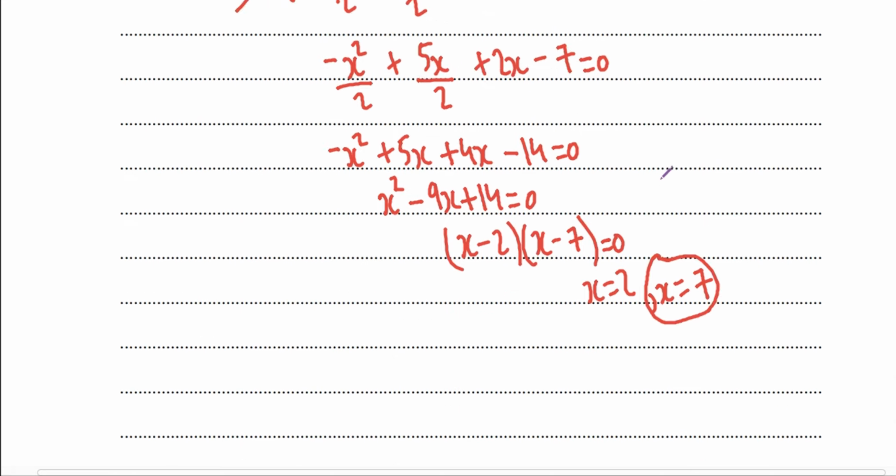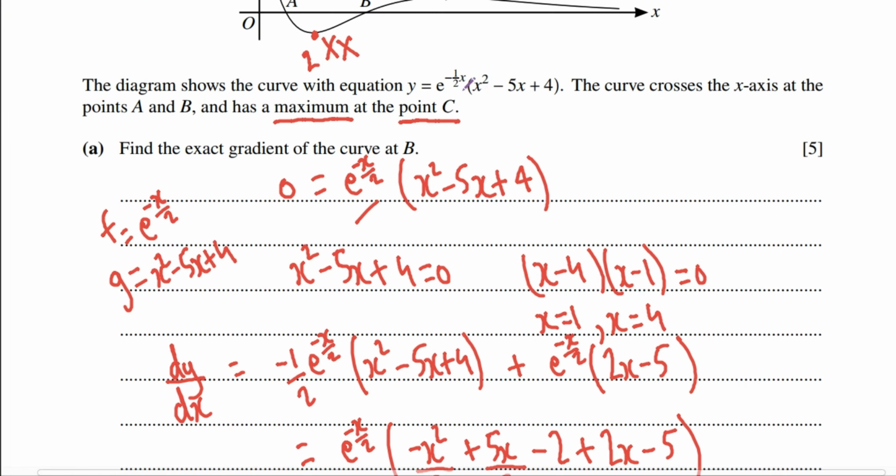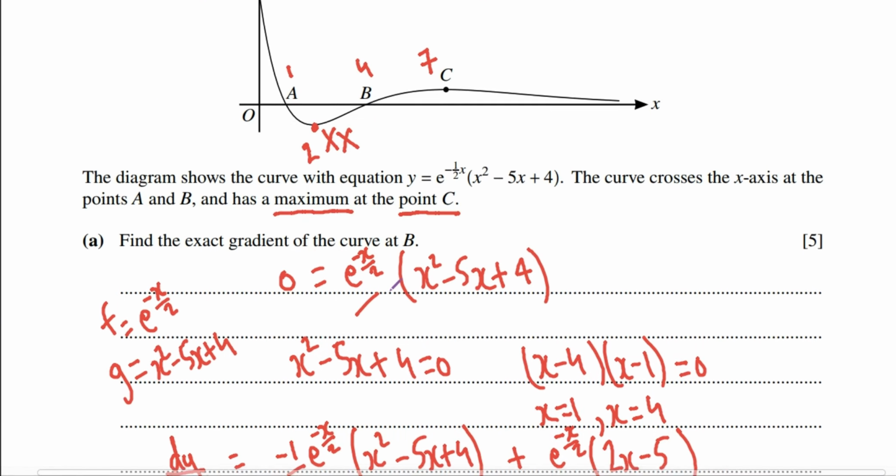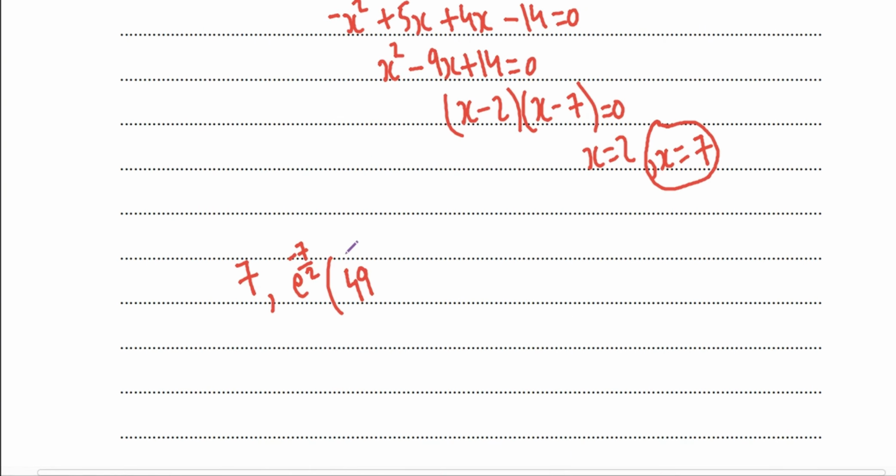This is important. You just put it back into the function right here. So the exact coordinates are 7 and e to the negative 7 over 2 times 7 squared, which is 49, minus 5x plus 4. So minus 5 times 7 is 35, and then plus 4. This is 49 minus 35 plus 4, which is 18. So it's just 18 times e to the power negative 7 over 2.